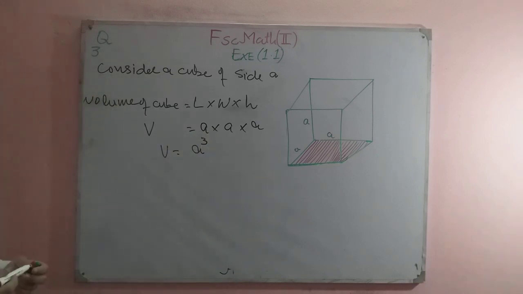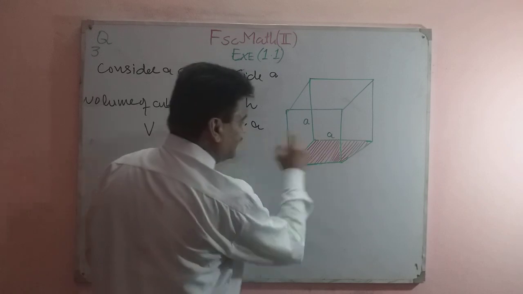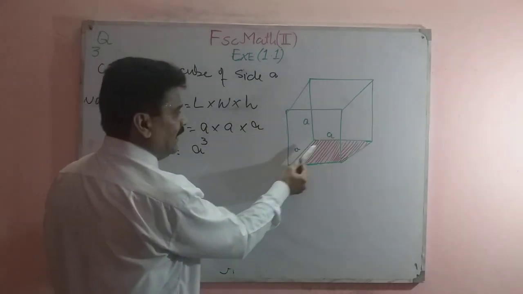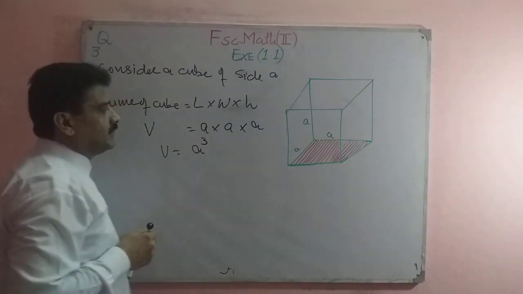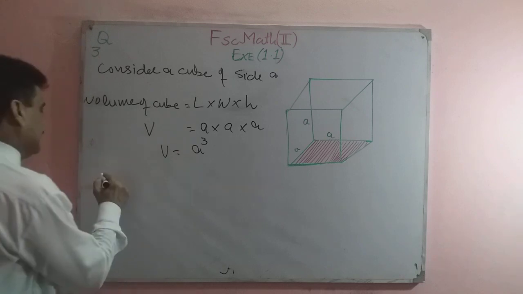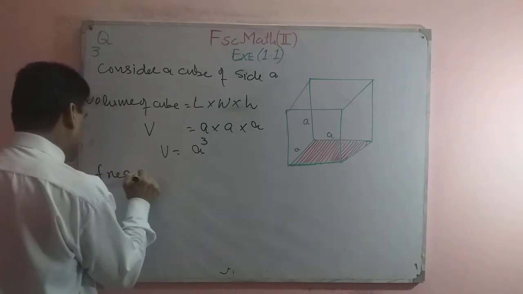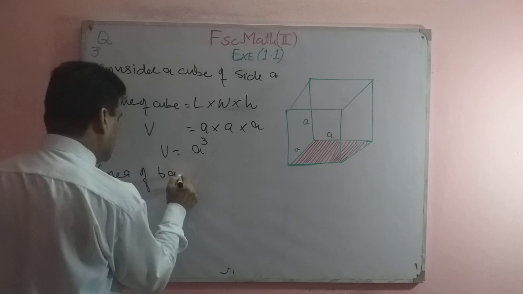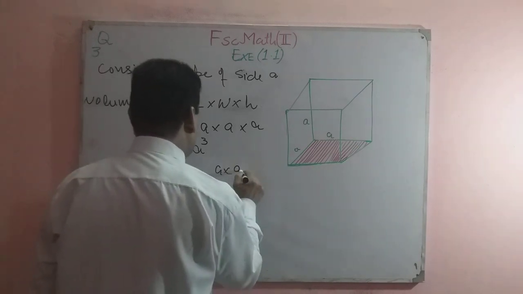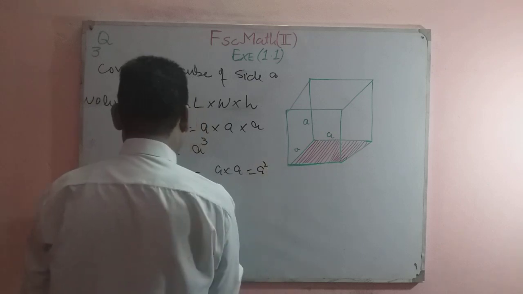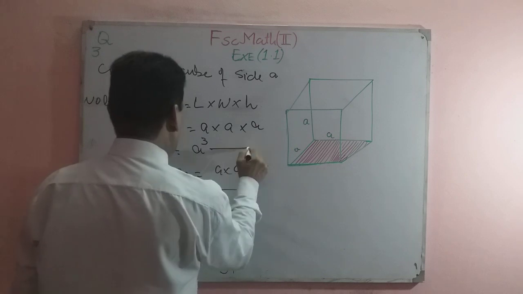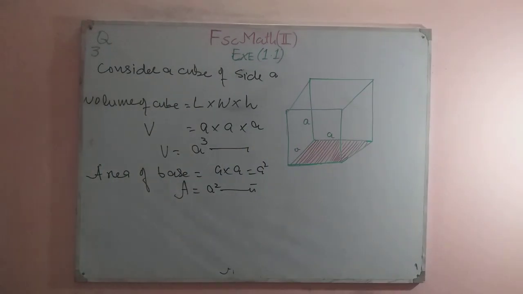We now have to find the area of its base. Its base will be a square. This side and this side make a square. We write area of base, which is equal to a multiplied by a, which is a square. Capital A is equal to a square is relation 2, and V is equal to a cube is relation 1.